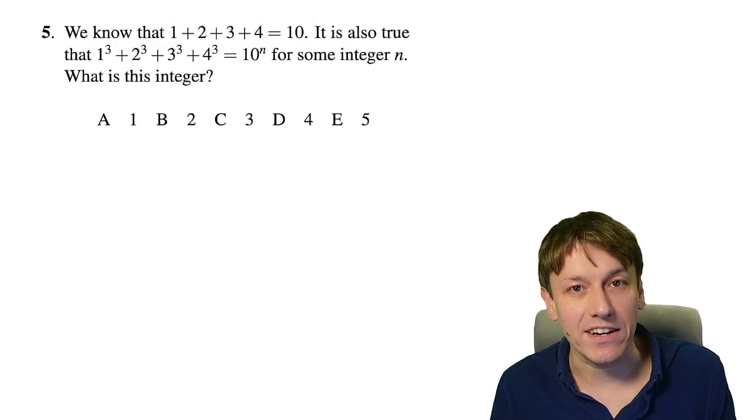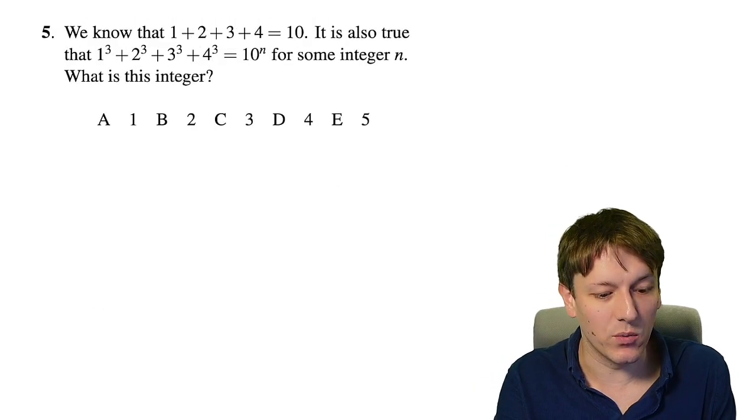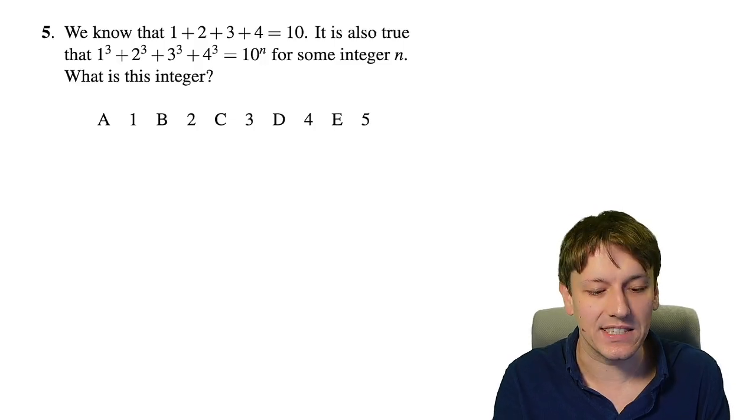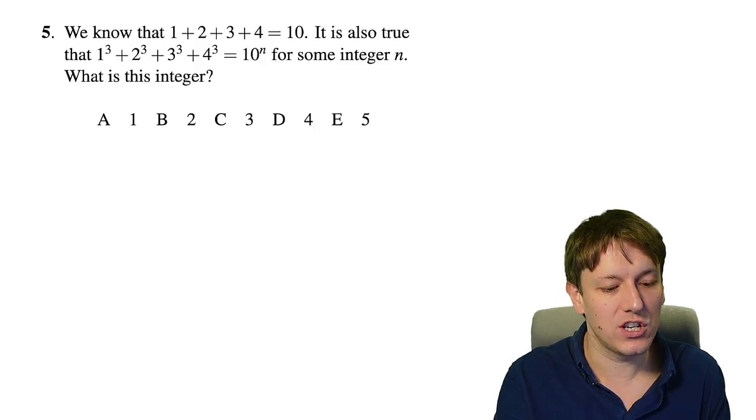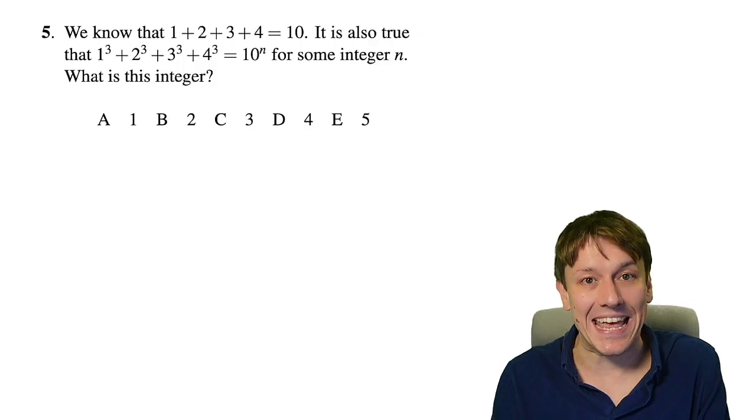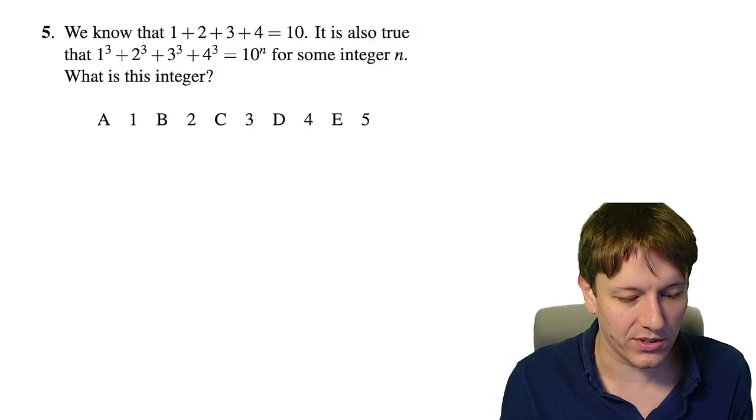Question 5 of the IMC here is just about calculation. It says we know that 1 plus 2 plus 3 plus 4 is 10. That's irrelevant really to this question, but it says it's also true that 1 cubed plus 2 cubed plus 3 cubed plus 4 cubed is 10 to the n. That's where the real question is. So we've just got to work this out.